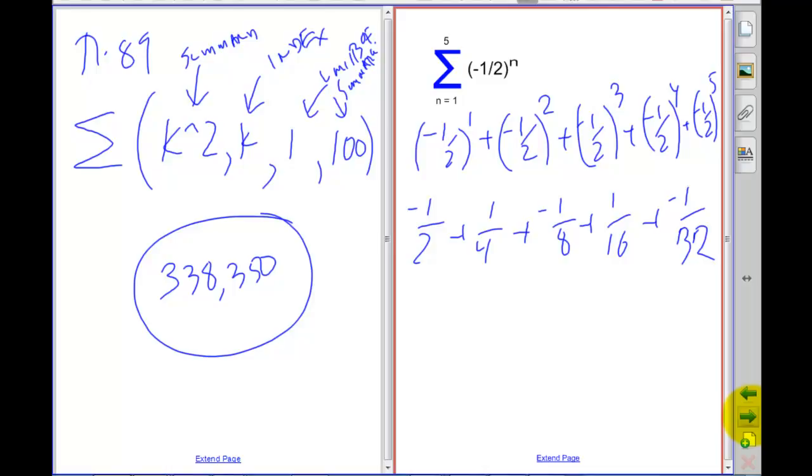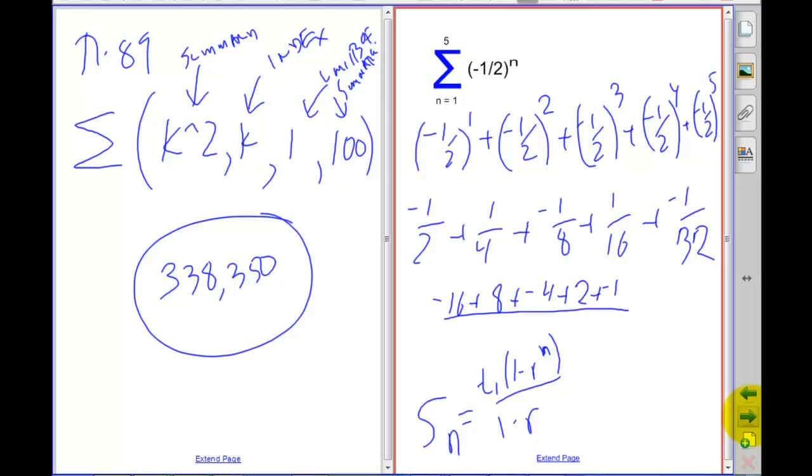Now, hold it. Don't we have a formula we could use? Yes. Which one? T sub 1 times 1 minus r to the n over 1 minus r. But by the time we plug that formula in, we could have just evaluated this because it's not that bad, right? It's negative 16 and 8 and negative 4 and 2 and negative 1, 30 seconds. Or negative 11, 30 seconds. And you can check that in your calculator too.